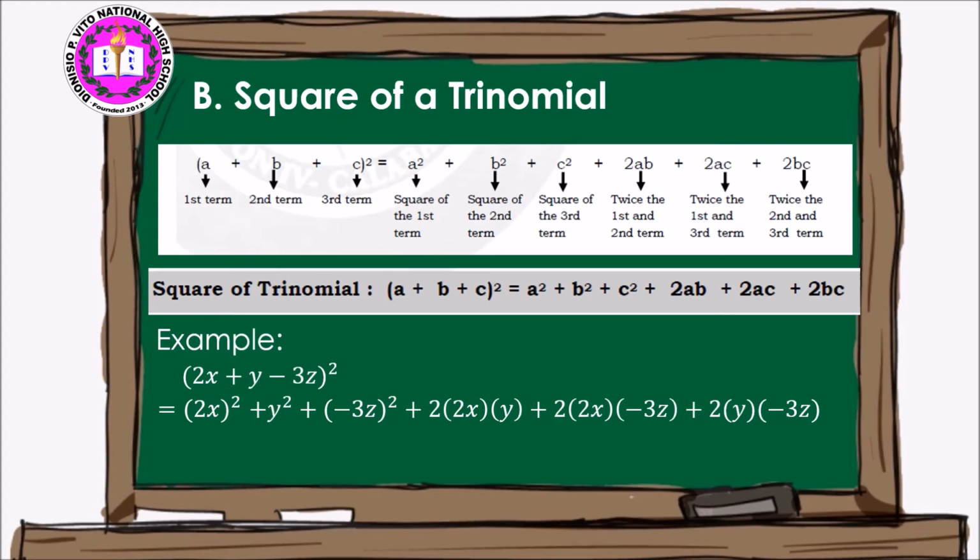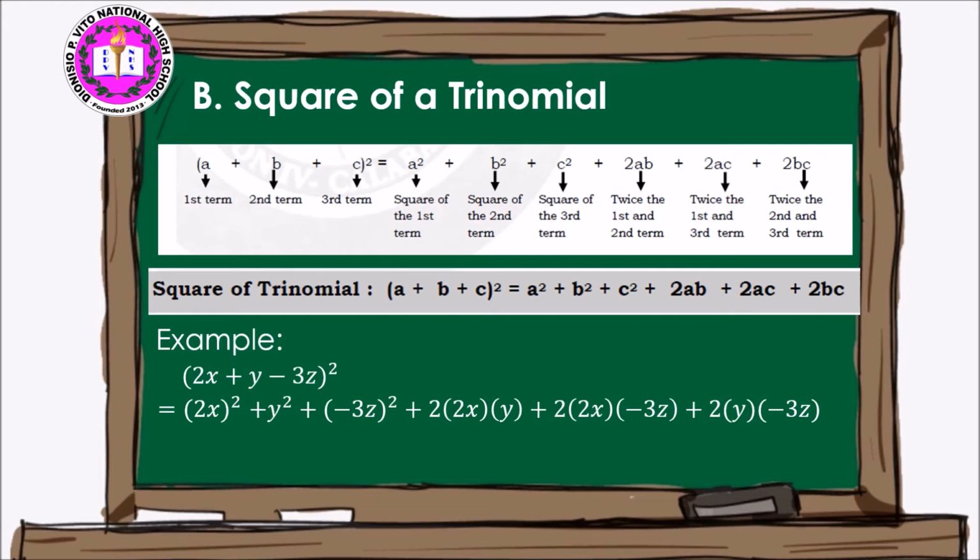For example, (2x + y − 3z)² is equal to, so we have the square of the first term, (2x)², the square of the second term, which is y², plus the square of the third term, which is (−3z)², plus twice the first and the second term, we have 2 times 2x times y, plus twice the first and the third term, we have 2 times 2x times negative 3z, plus twice the second and the third term, we have 2 times y times negative 3z.